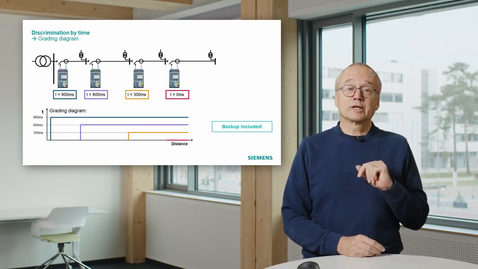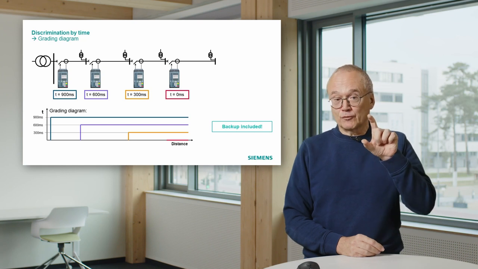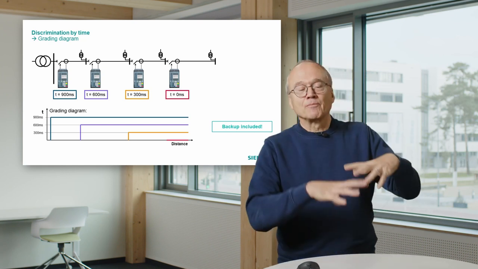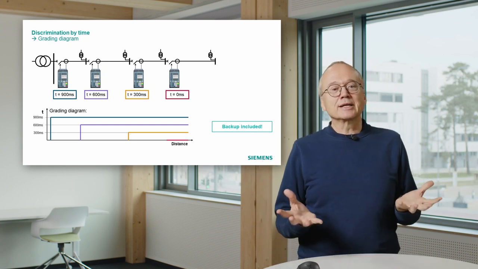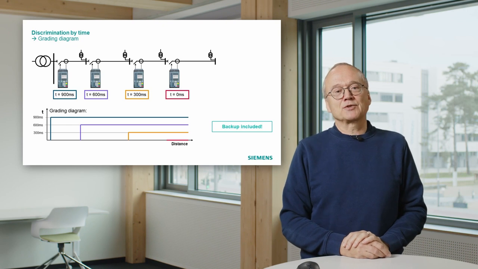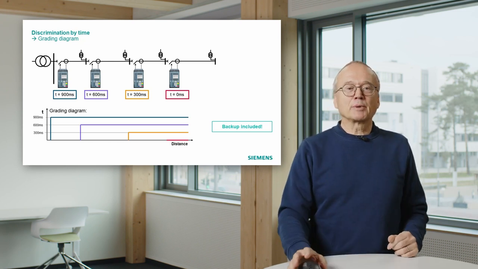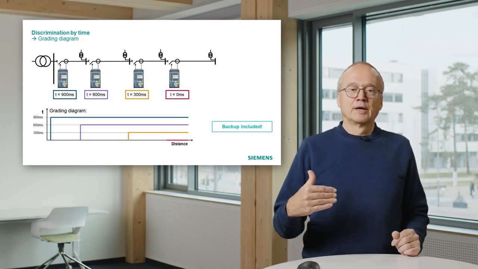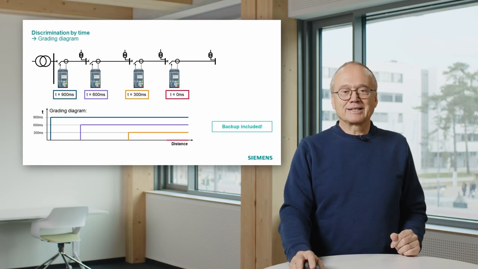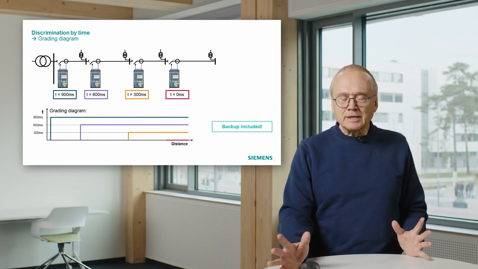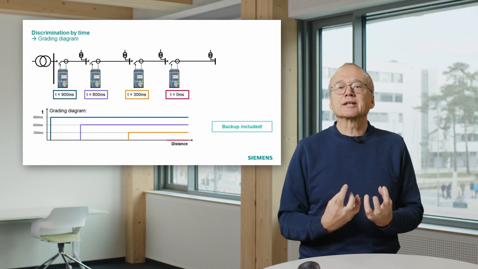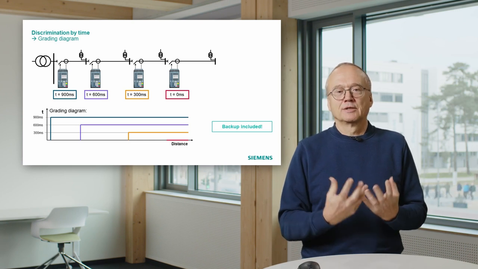And in this case, we don't have a backup. That means for this particular cable, if we want to have really a complete protection system, we again have to think about other relays taking over the backup in this case. So this was the principle just of discrimination by time, mainly applied when we don't get information from the current.